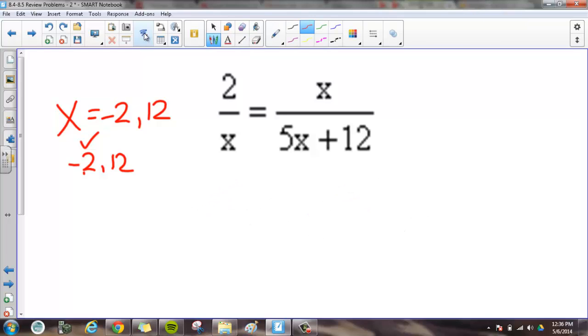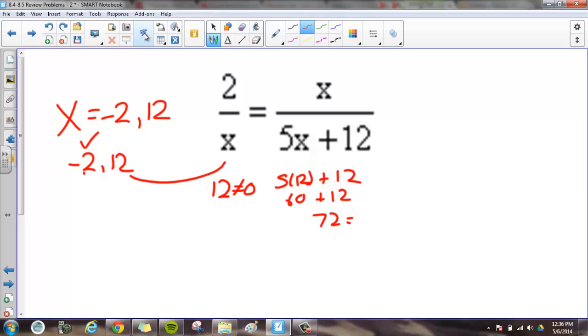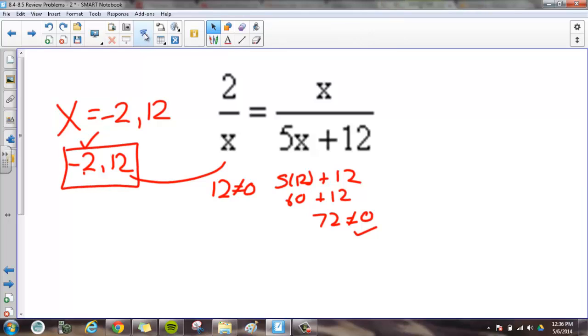And some of you are probably like, why are we doing this? It's obvious that it does work, but it's just in case it might not. Let's just be careful. If you put a 12 in for the x, that is not equal to 0, so that checks off. If you put 12 in for this, we have 5 times 12 plus 12. That's 60 plus 12, and that's 72. That doesn't equal 0 as well, so that checks off too.